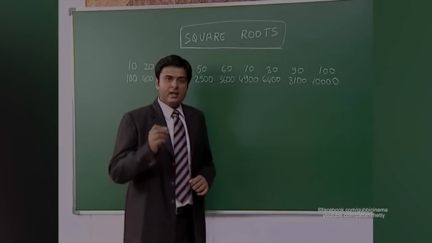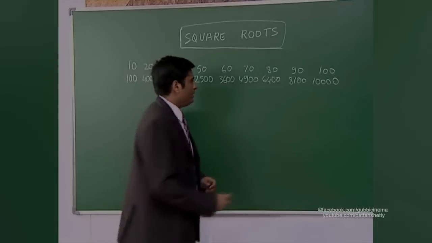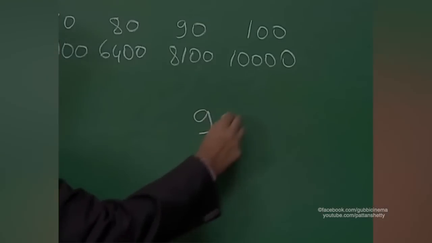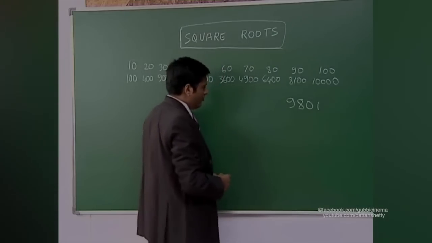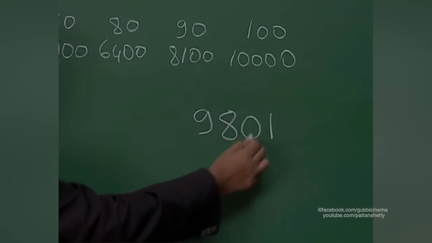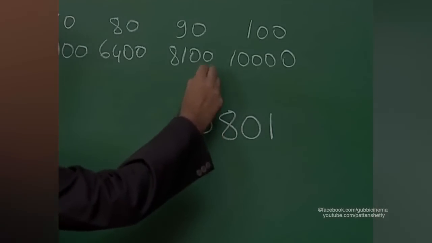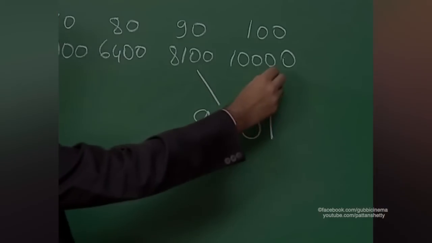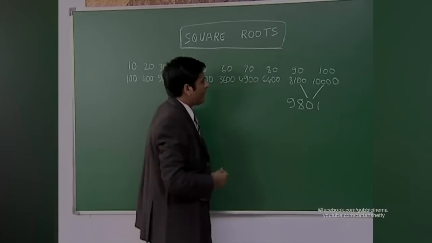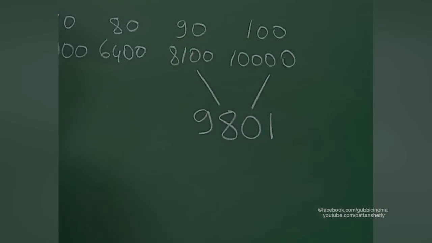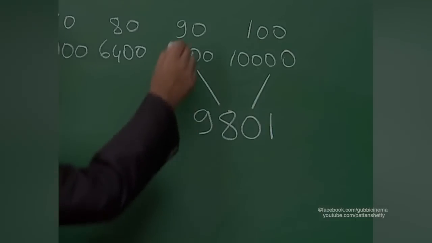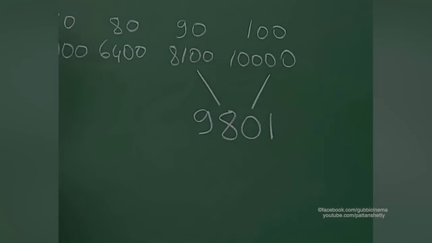Next, friends, let us find the square root of the number 9801. We know, friends, that 9801 is bigger than 8100 and smaller than 10,000. That means our answer is between 90 and 100. So we go ahead and check all the numbers between 90 and 100.